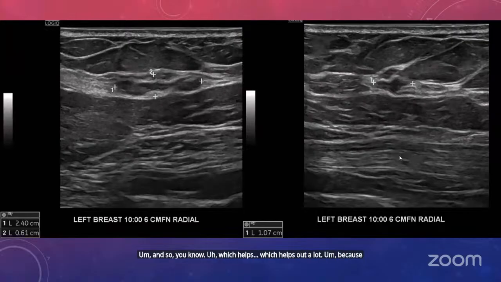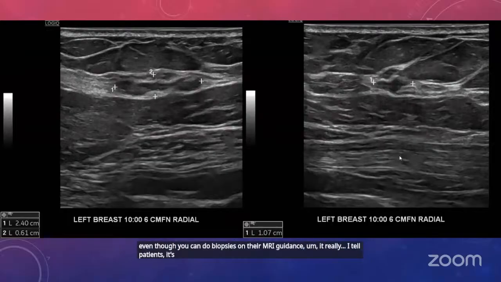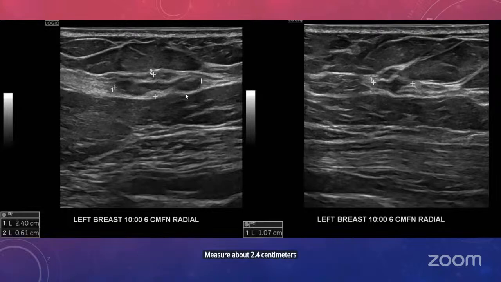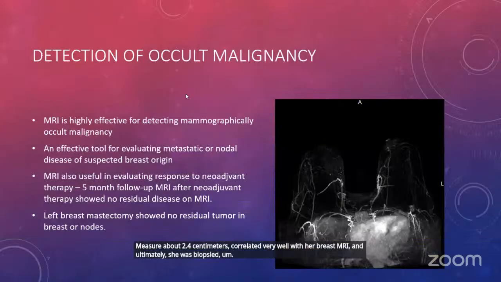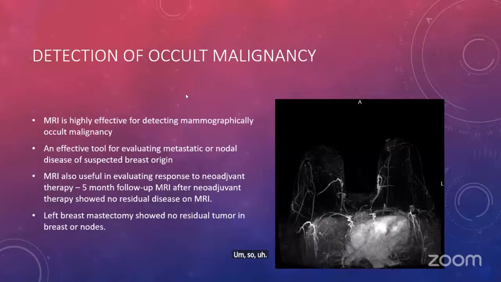Even though you can do biopsies under MRI guidance, I tell patients it's the most unpleasant experience we have to offer at our breast department. So we generally avoid it if we can. In this patient, rather than put her through an MRI-guided biopsy that could have been avoided, we tried to find this on ultrasound, and we did find this area in her inner breast that measured about 2.4 centimeters, correlated very well with her breast MRI, and ultimately she was biopsied, and that did turn out to be the primary.